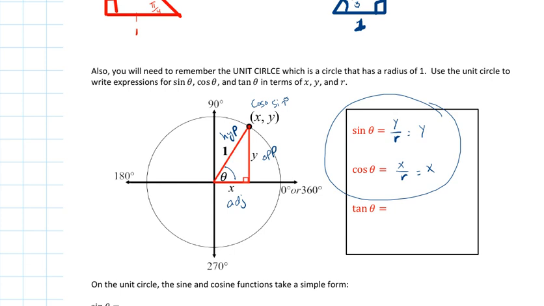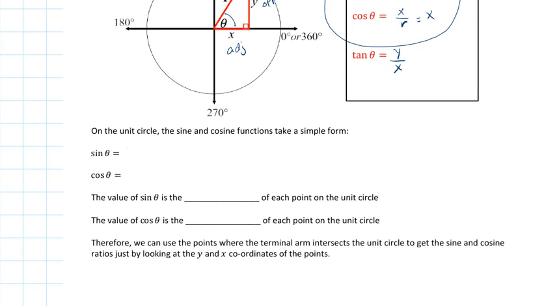So on the unit circle, the sine and cosine functions take a simple form. Sine theta is equal to y, as I explained above, and cosine theta is equal to x. The value of sine theta is the y coordinate of each point on the unit circle. The value of cosine theta is the x coordinate of each point on the unit circle. Therefore, we can use the point where the terminal arm intersects the unit circle to get the sine and cosine ratios just by looking at the y and x coordinates of the point.